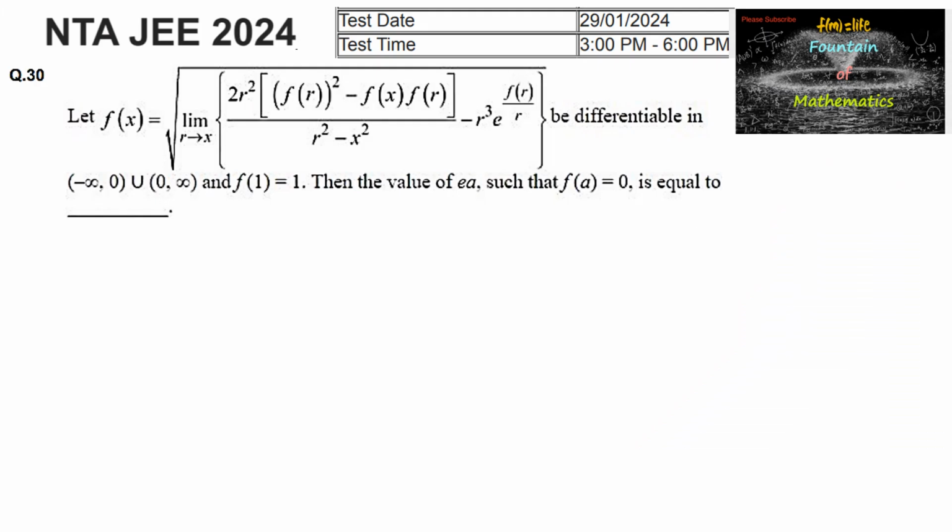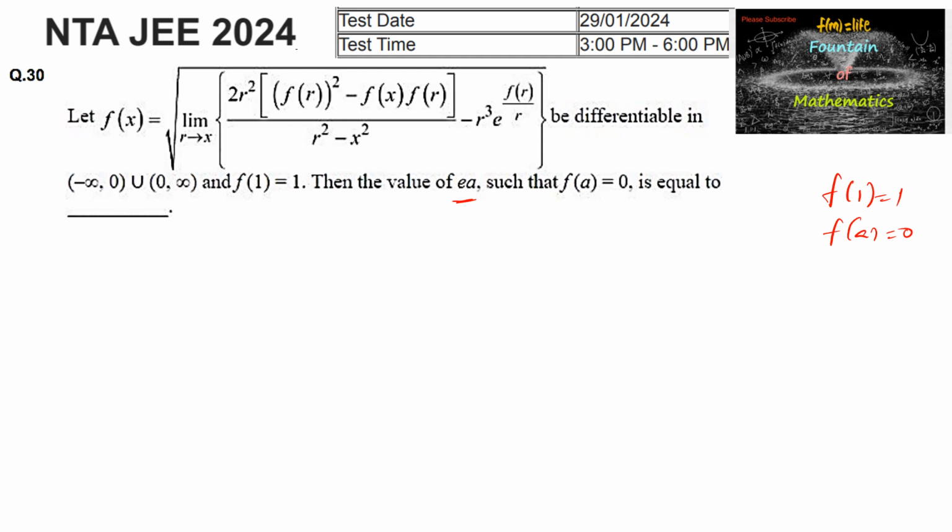Let f of x be equal to the limit r tends to x of 2r square of f of r whole square minus f of x into f of r upon r square minus x square, minus r power 3 into e power f of r upon r, be differentiable in minus infinity to 0 and 0 to infinity, means except at x is equal to 0, and f of 1 is given 1 and f of a is equal to 0.